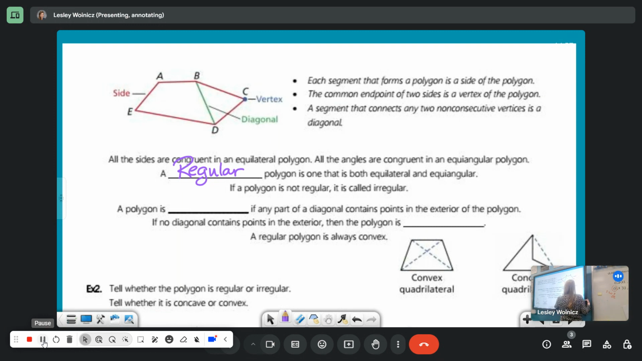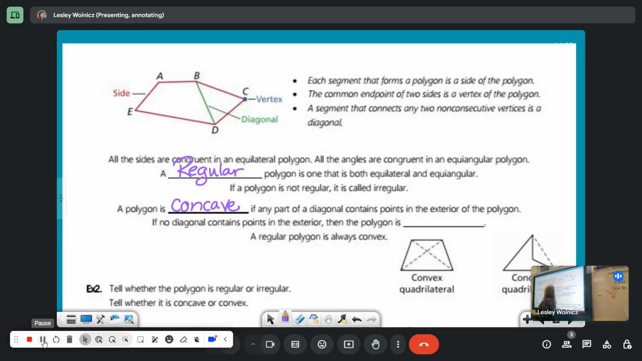A polygon is concave if any part of a diagonal contains points in the exterior of the polygon. So you can see that this diagonal connecting these non-consecutive vertices is not contained inside the polygon. So that one is concave.